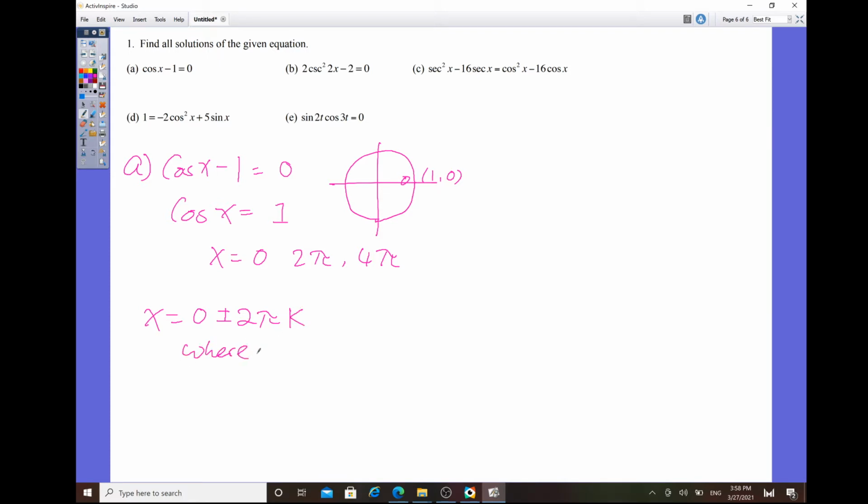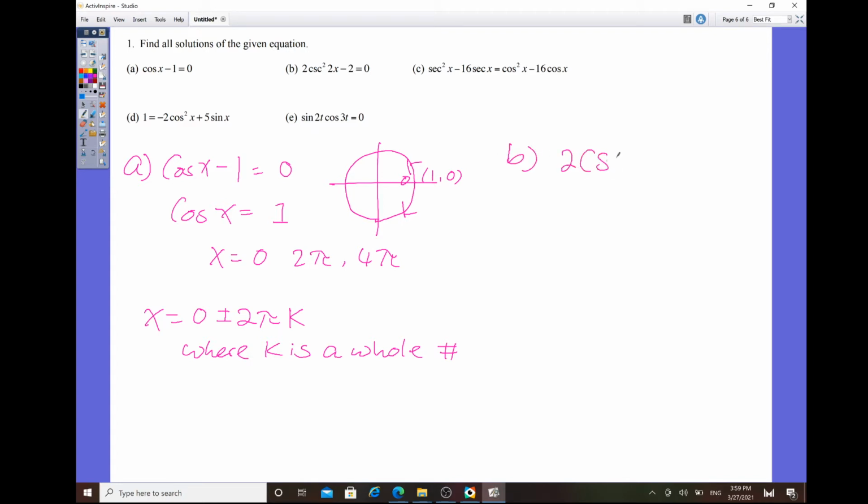Where k is the numbers such as 0, 1, 2, 3, 4, and so on and so forth. Since this includes the 0, we can say that k is a whole number. The reason why it's plus or minus is that we can go around either clockwise or counterclockwise. Okay? And now what about for b?